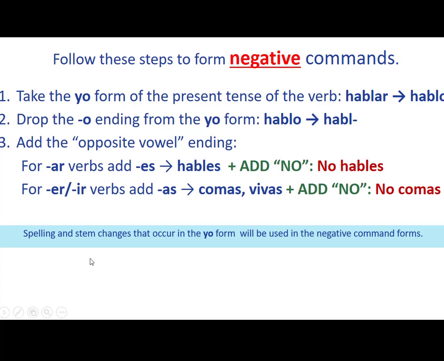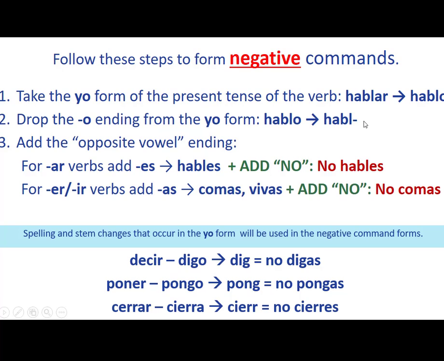Now, like I said before, if there are any spelling changes in the yo form, any little changes in the vowel or whatever, if it's a stem change verb, just keep it. You will be keeping those changes, okay? For example, decir, the verb to say something, to tell something, the yo form is digo. So you just keep all of that. You're going to drop that O. That's the second step. You drop the O. And then you put the opposite vowel. The opposite vowel, if it's an IR verb, is going to be AS. And then don't forget the no. Poner, same thing. It was pongo. Well, let's just use everything. Let's go to that's the yo form, the first step.